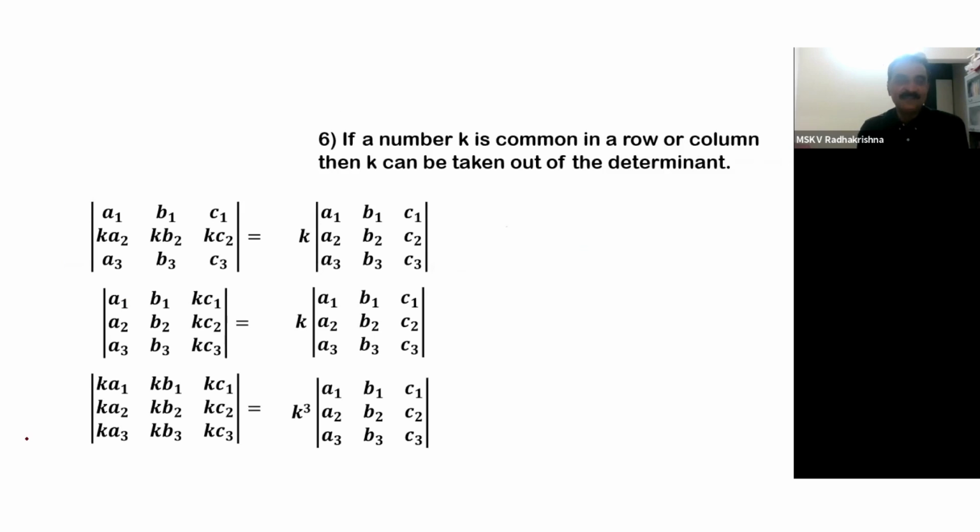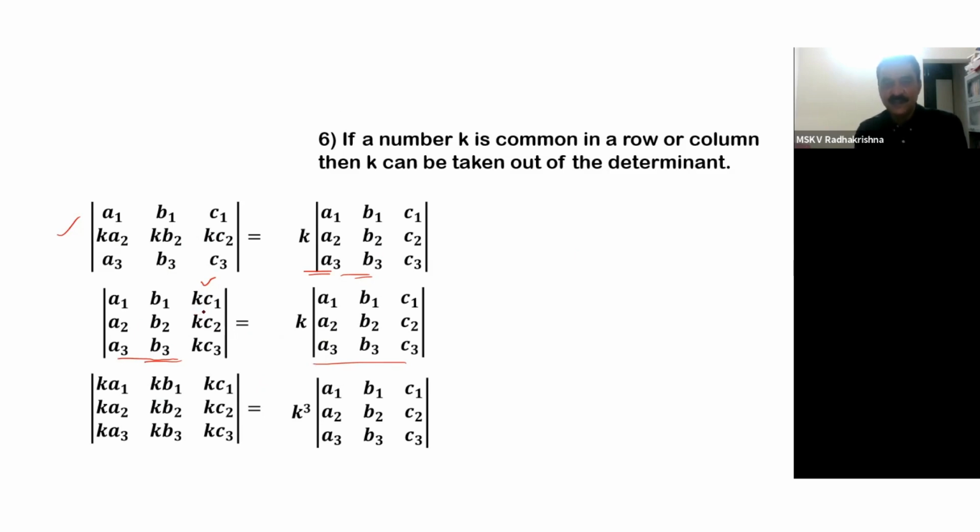Now, the same property, if we take the converse: if k is common in the second row, see this example, that k can be taken out. You can write it like this. Similarly, if k is common in a column like this, here k is common in the third column, you can take out k and write the remaining determinant as it is. Understood?